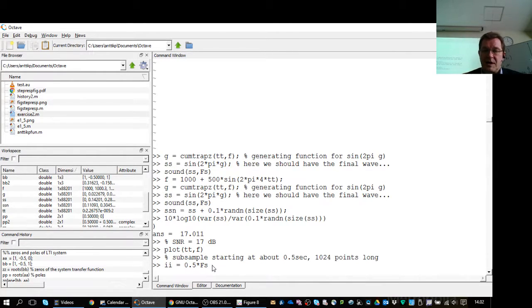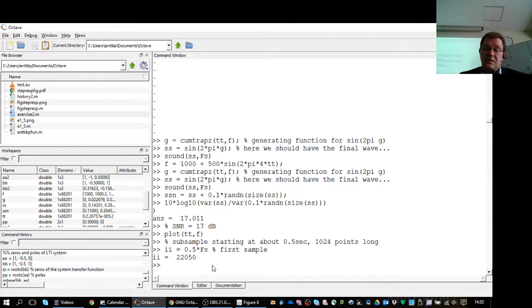So my subsample will start there, first sample. Okay, 22,050, yeah, that makes perfect sense. So that point 22,050 would be our first sample point, and then I will take 1,024 data points, meaning that my spectral resolution would be something. Okay, let me worry about that later.